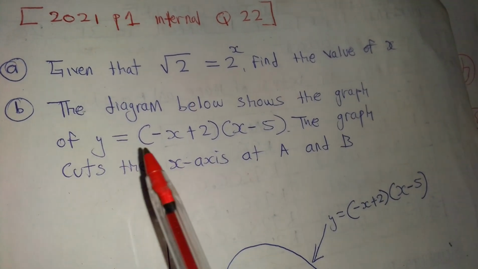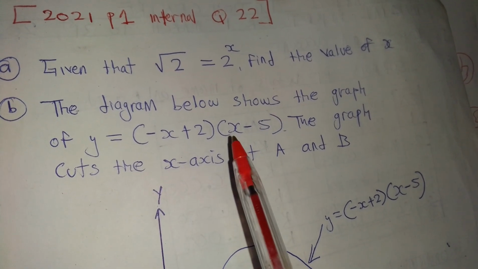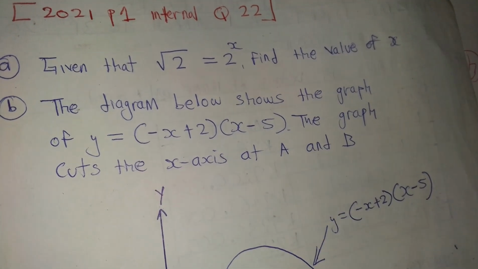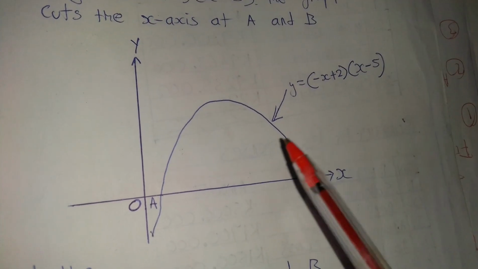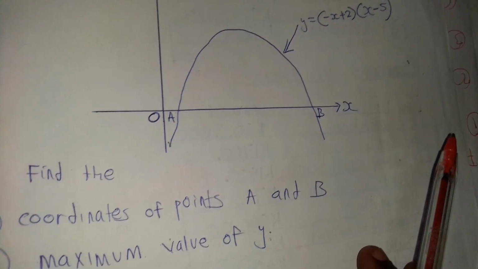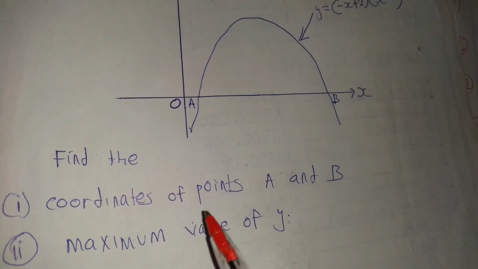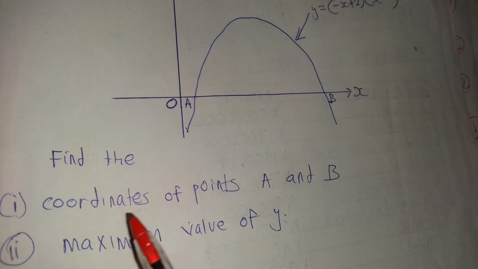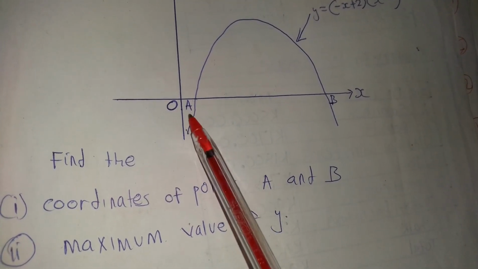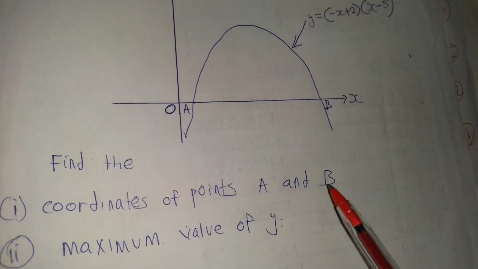It says the diagram below shows the graph of y equals negative x plus 2, x minus 5. The graph cuts the x-axis at A and B. So this is the graph. It cuts here at A and B. Then we have the questions below. Find the gradient of points A and B. Coordinates. The coordinates of point A and B. So coordinate of this point and B. Then the maximum value of y.